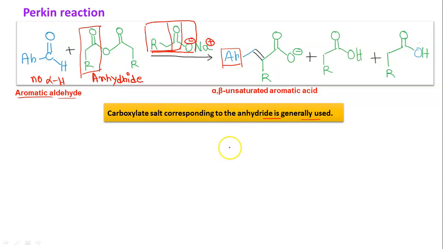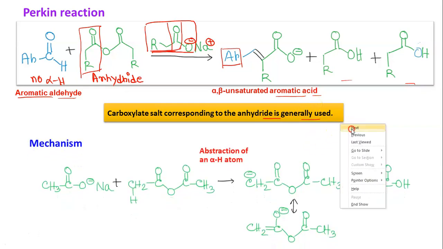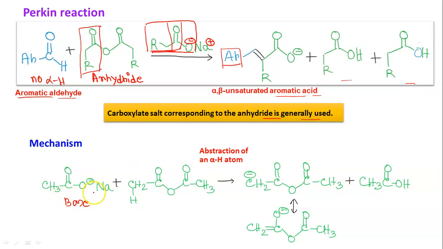What is the reason behind that? We will also discuss that. The product here is an alpha beta unsaturated aromatic acid, and these are the byproducts. Fine. Now we will see the mechanism. First, this is our base. Here we have taken CH3COO- Na+, sodium acetate, and this is the anhydride.